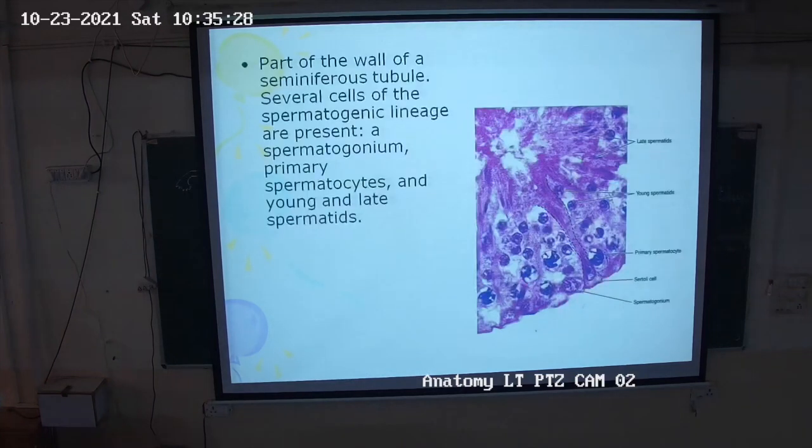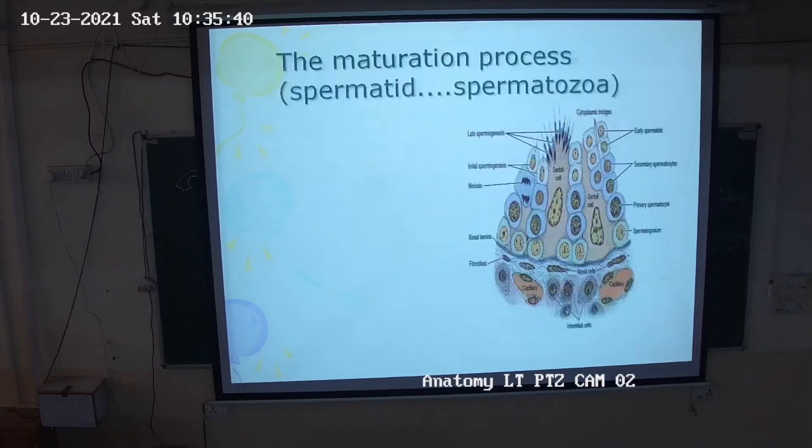Don't get confused with islets of Langerhans. जब ज़्यादा पढ़ लेते तो दोनों में confuse हो जाता है. Islets of Langerhans are present in the pancreas. Then part of the wall of the seminiferous tubule, several cells of the spermatogenic lineage are seen.